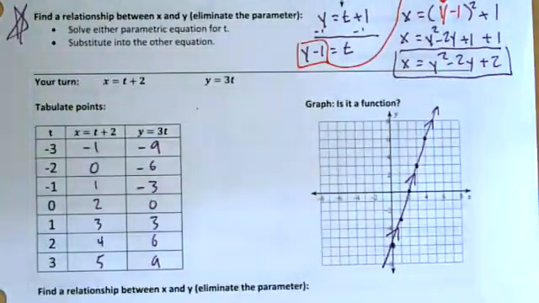Once you've graphed it, go ahead and try your hand at eliminating the parameter. When you do that, try and make life easy on yourself. Do the one where you add or subtract if that's available.